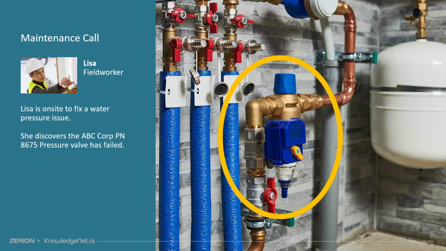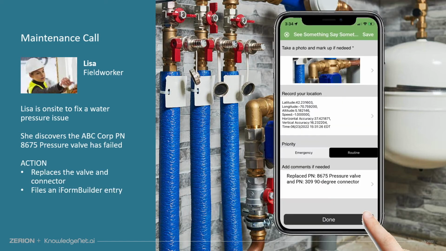Lisa is a field worker, and Lisa is going on site to fix an issue with a water pressure valve. And she discovers that this part number 8675 from ABC Corp has failed. And so she replaces the valve and the connector, and then she files an entry using iFormBuilder that you're familiar with.